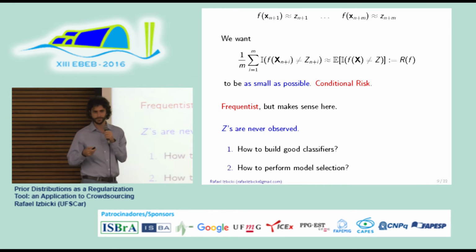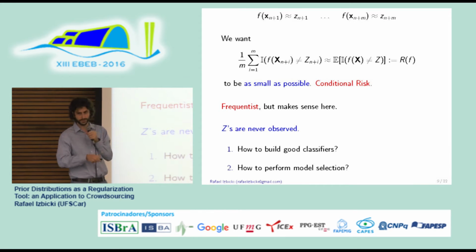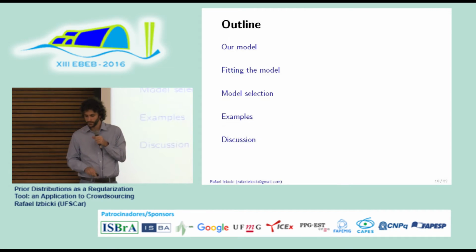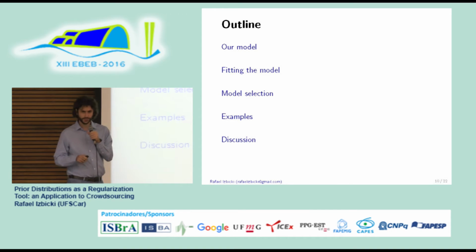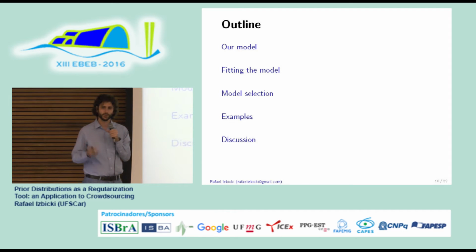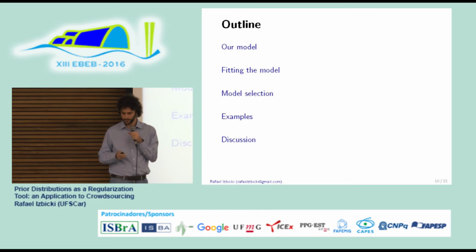How can you find the classifier f, in this class of classifiers, that has the smallest risk? Okay, so that's what we are going to address in the second part of the talk. The outline of the remainder of the talk is that first we're going to discuss our model. I'll briefly discuss how we can fit it. Then I'll switch to the second part and discuss model selection, show some examples, and then go to the discussions.